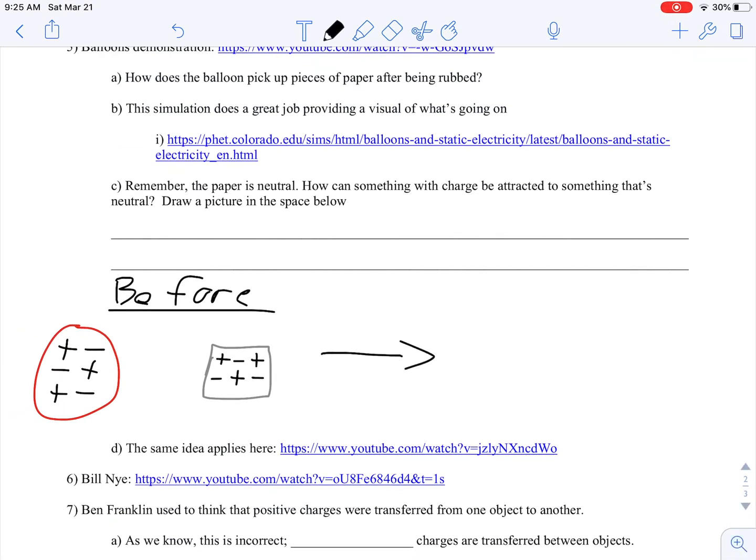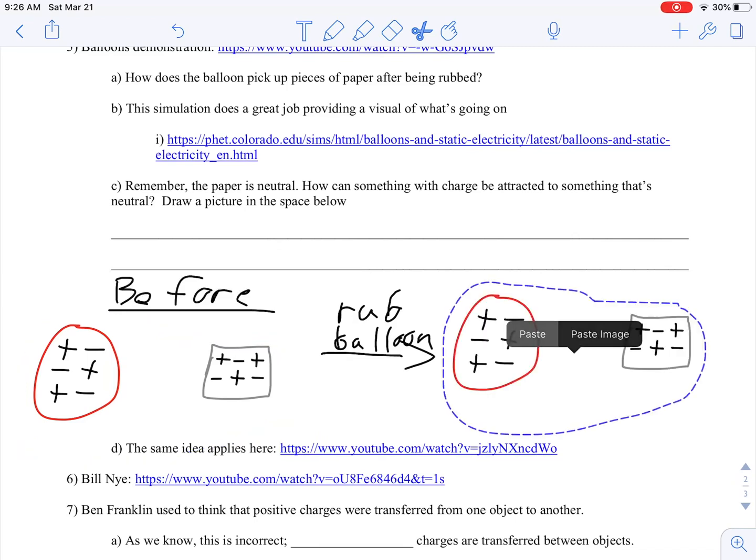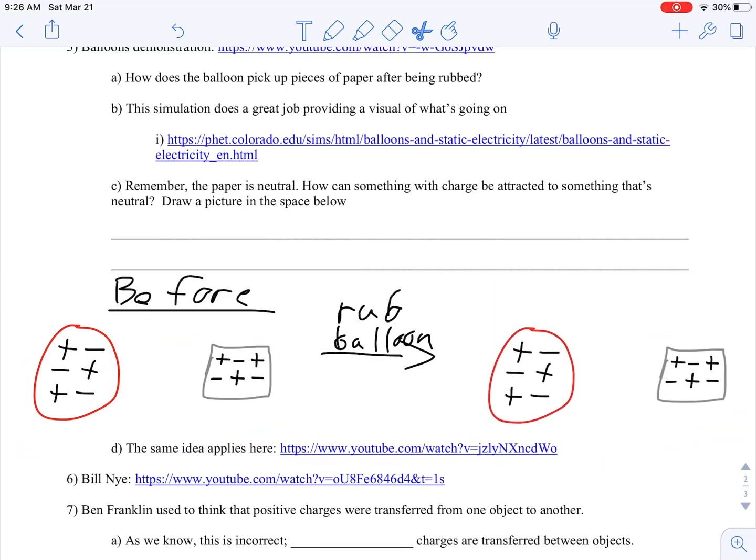So in the after picture, I'm going to rub the balloon. Now the balloon looks a little bit different. Part of the reason I want to use Notability to do this stuff was it just makes drawing some of these pictures way easier. So I already have my after picture there, just copy and pasted it. And I'm going to write after. So after I rubbed the balloon, what did I do?